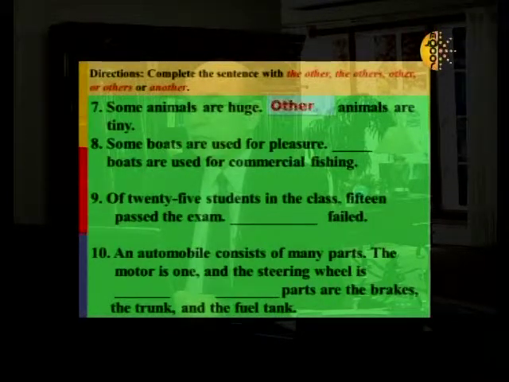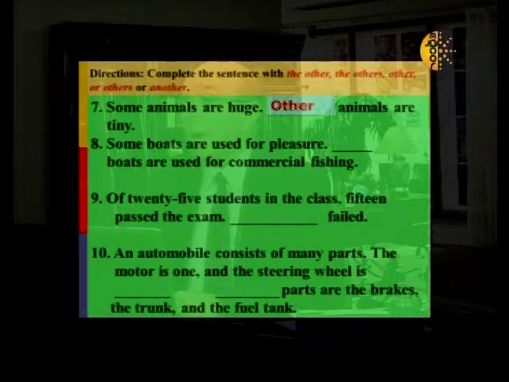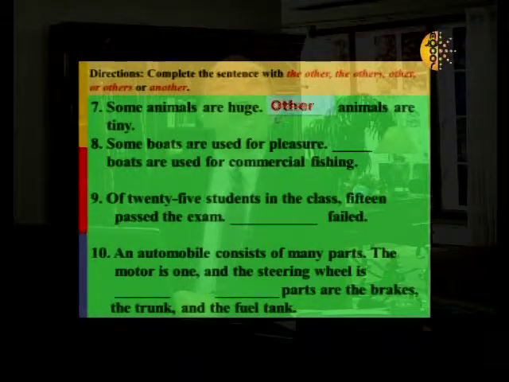If it's an adjective, we cannot use S with it. Remember, adjectives do not take S. Okay? So you have to use the singular form. Some animals are huge. Other animals are tiny. If you don't have the word animals, you have to say what? Others are. But here the noun is plural, the other stays singular because it functions as an adjective.